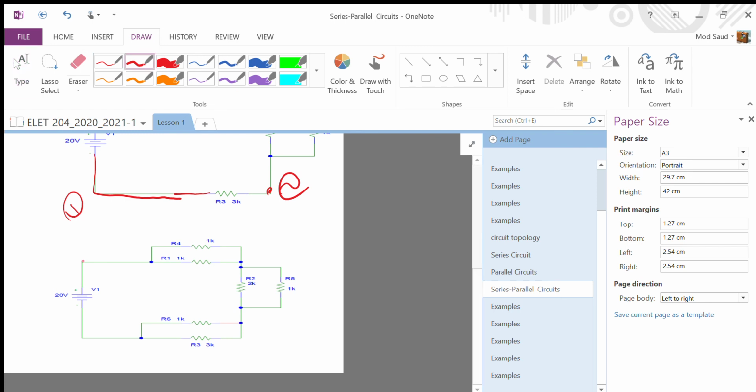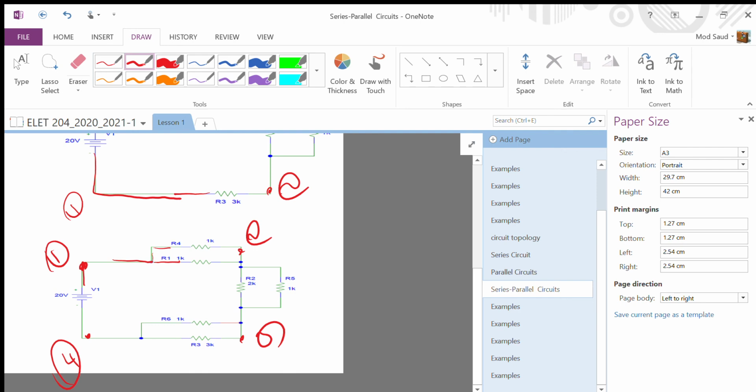Now if you look at this third example, this is 1, this is 2, this is 3, and again 4 nodes. So this circuit is not a parallel circuit because it is more than 2. No way it is a parallel circuit. Parallel circuit, only 2 nodes. Now if you look at any node, more than 2 elements, so it is not a series circuit.